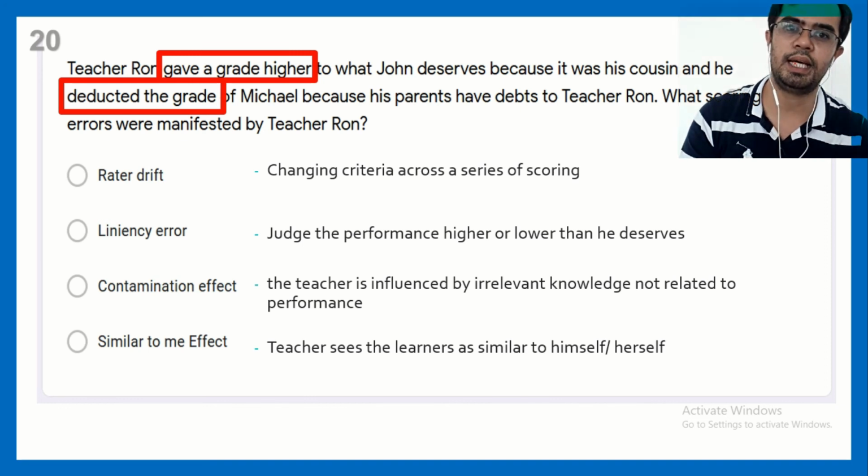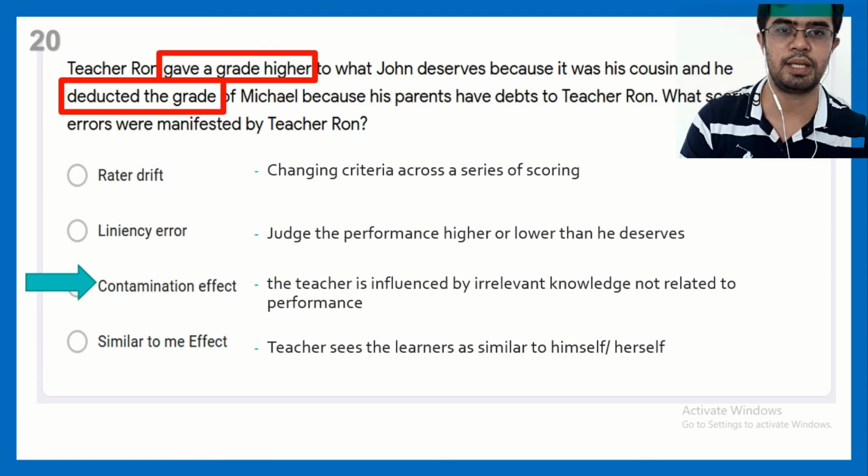Now, let us review why Teacher Ron gave a grade higher to John, because it was his cousin, and relationship is not related to the performance. And he also deducted the grades of Michael because his parents have debts to Teacher Ron. The debts of Michael's parents is not related to the performance of Michael. So the correct answer is contamination effect.